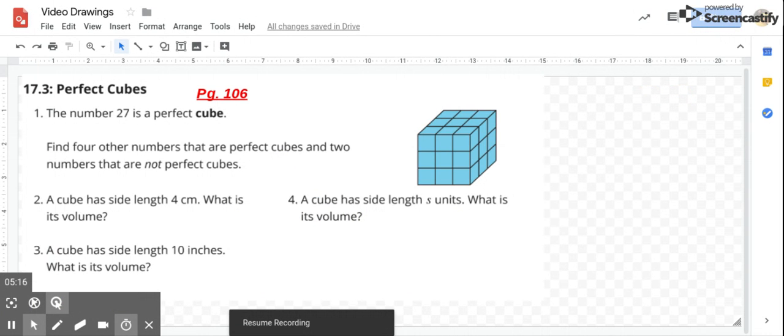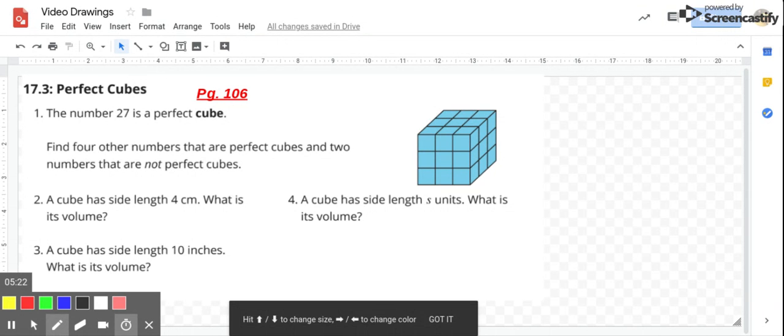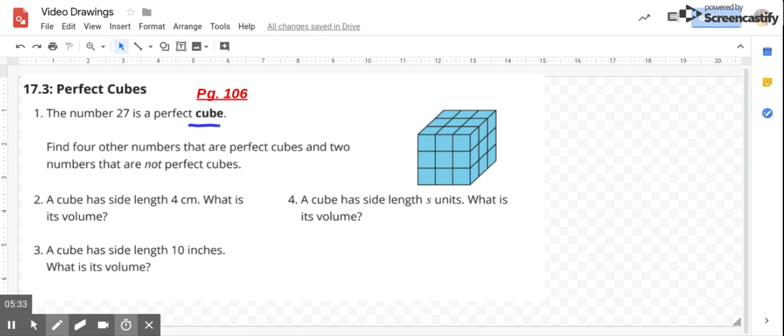Okay, so now we are on page 106. We're going to look at the number. The number 27 is called a perfect cube. That's different than what we said with the perfect square, because look, this is a perfect cube. I want to talk about this one real quick before I let you get to work. So a perfect cube, do you see how this shape is a perfect cube? It's not just a prism, but you could actually make it into a cube.